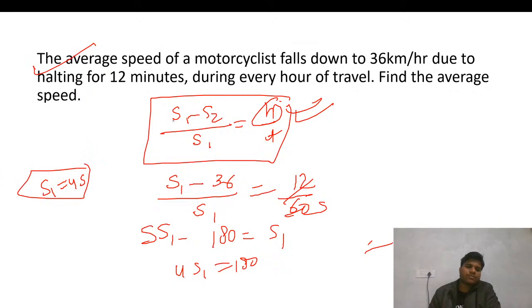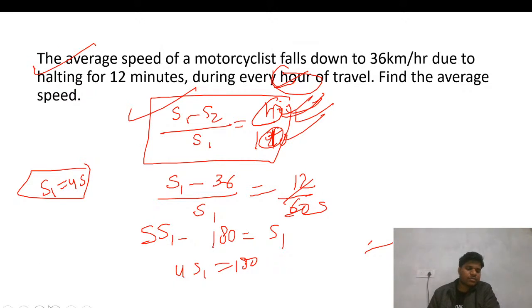So just remember this one, it's not a difficult task to remember this simple thing. S1 minus S2 upon S1 equals halting time upon time. So that's every hour. If it was every minute, I will just put 1 minute. If it was every 2 hours, I will put 120 minutes here. Is this fine?